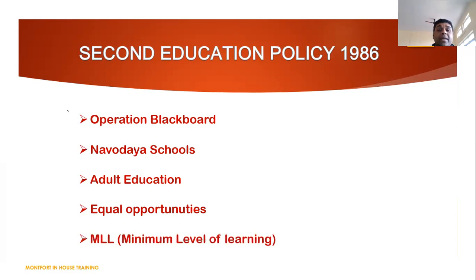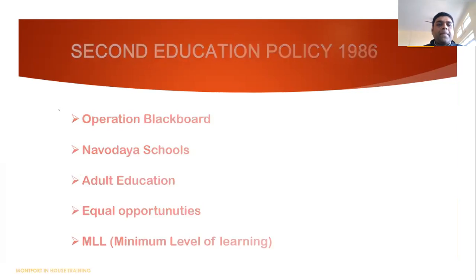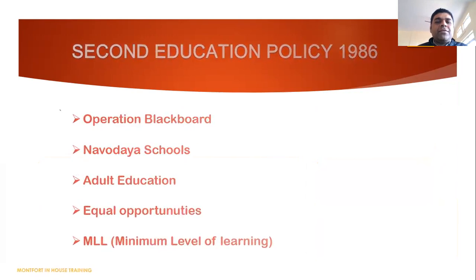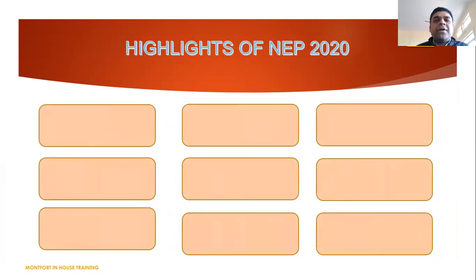They are giving a minimum level of learning, not starting with a very high concept. So every child must get a good level of learning. Next is National Education Policy 2020, and here, according to my knowledge, I kept 9 major concepts. So first is highlights of National Education Policy 2020.